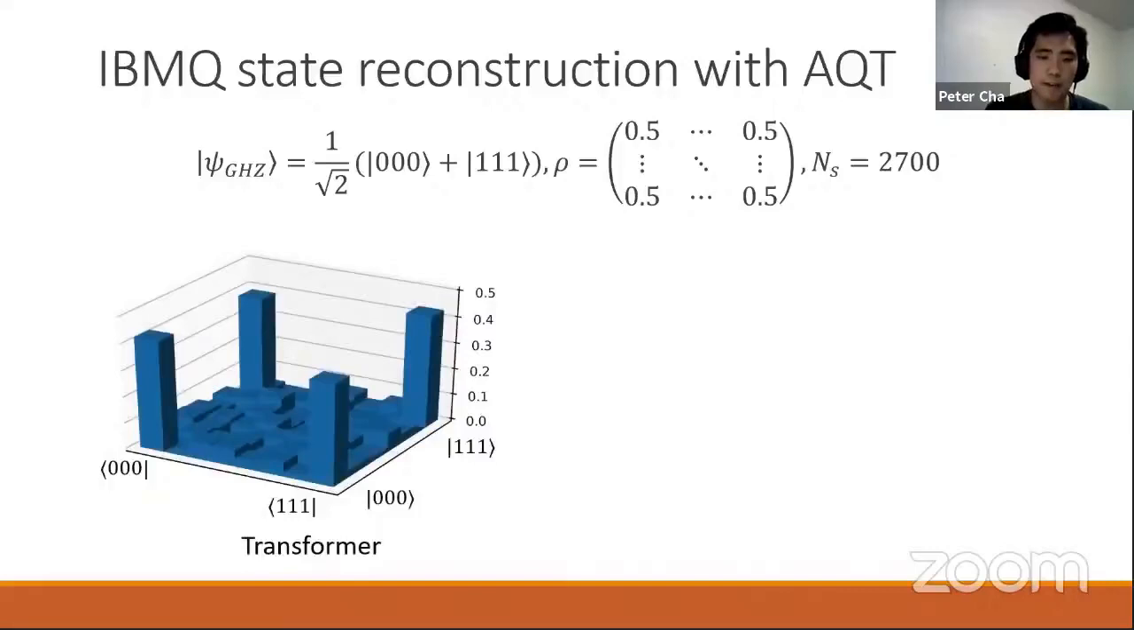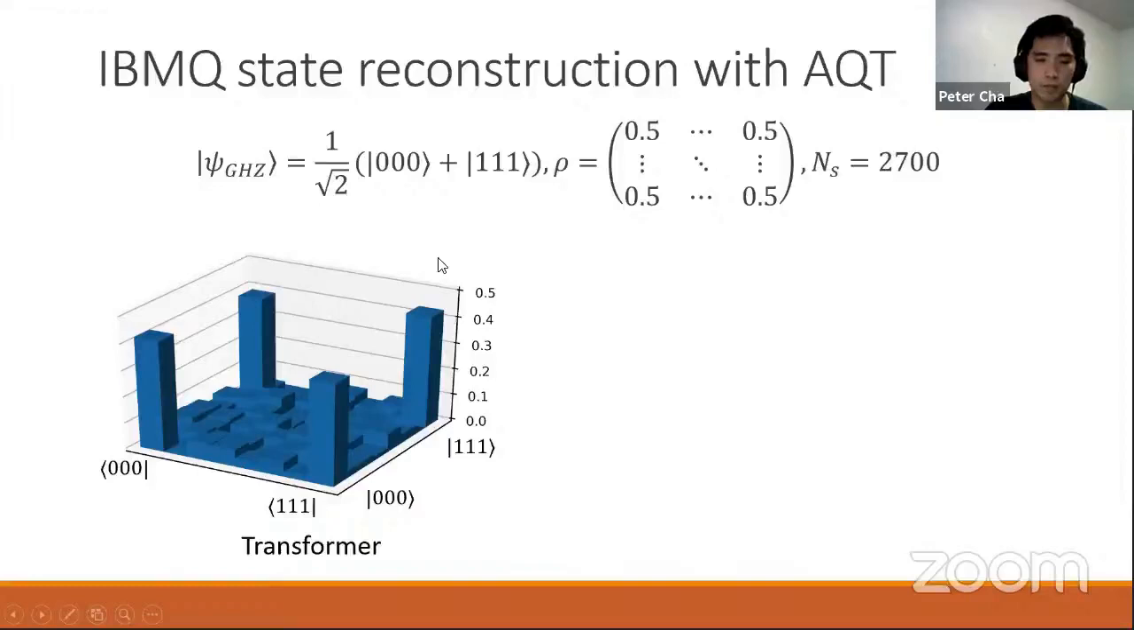And so this is a graphical representation of the density matrix, where each column represents the absolute value of the density matrix element. And so in an idealized GHZ state, we would have seen that each of the four corners would have had a height of 0.5, while all the other elements were zero. But due to noise and other sources of error, we can see that the reconstructed density matrix does not quite achieve the exact density matrix.